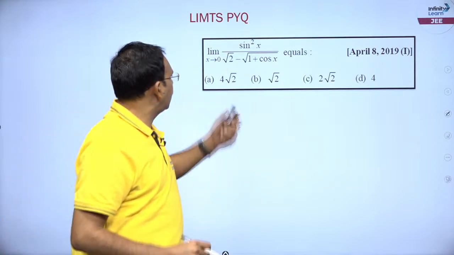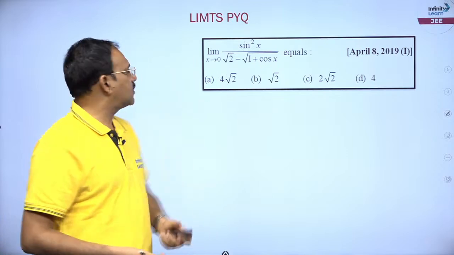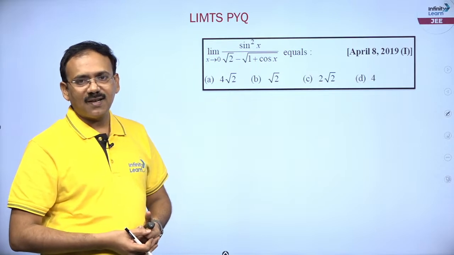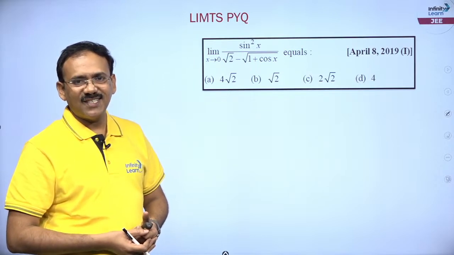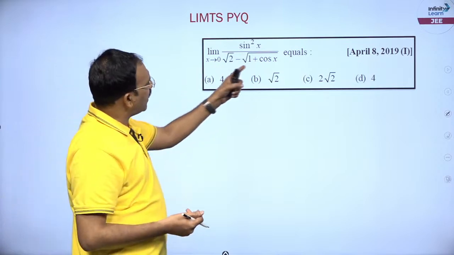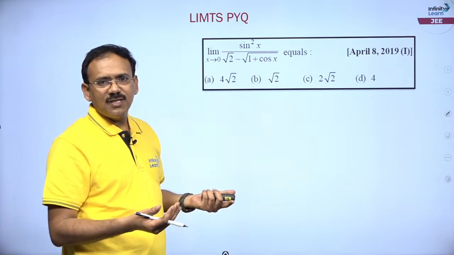You see this question, limit x tends to 0, sin square x by root 2 into 1 plus cos x. Are you ready, dear students? Can we close this problem in 1 minute? When you put x tends to 0, clearly 0 by 0.